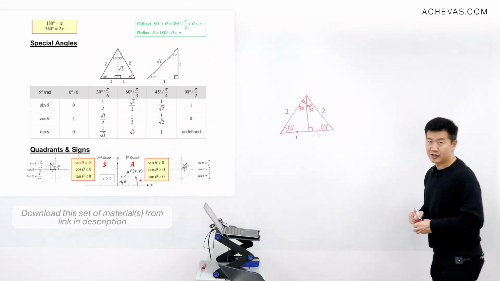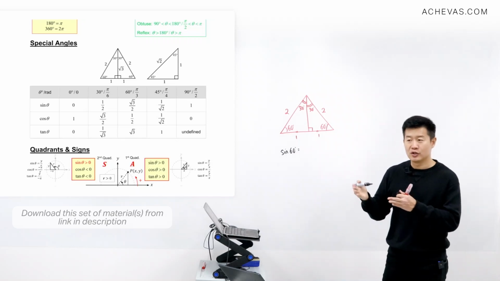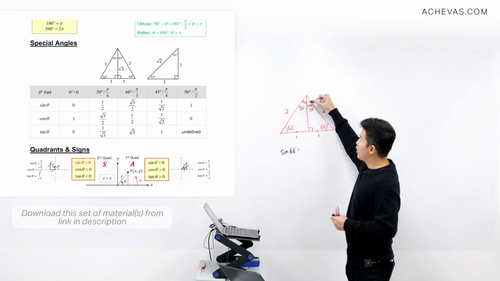So based on this triangle, we can then deduce sine of 60 degrees, because sine is SOH, opposite over the hypotenuse. What is the opposite side?